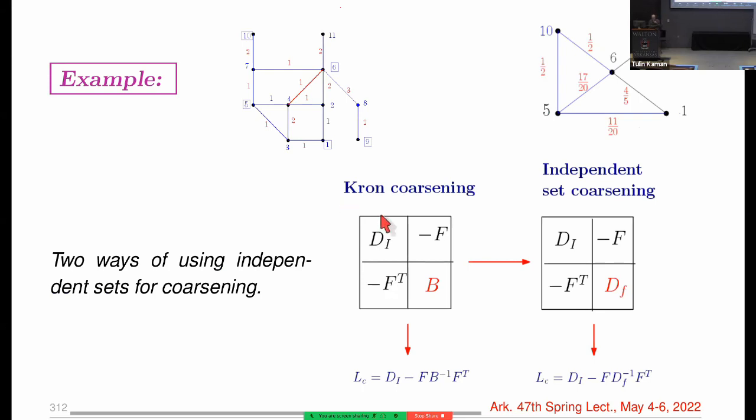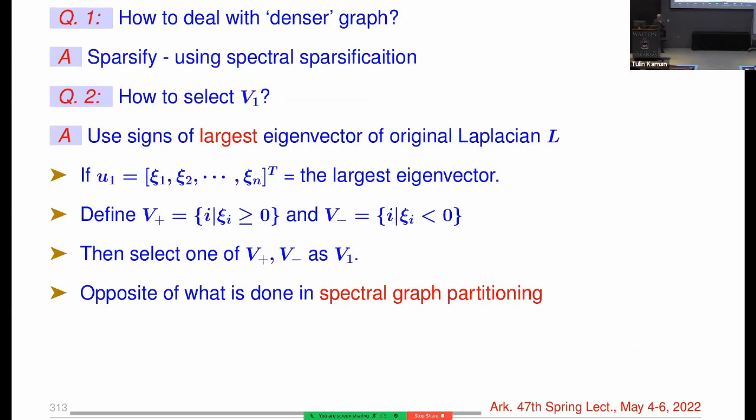So here's the independent set coarsening. These are some illustrations of the graphs. In the Kron coarsening, you use this reduced graph, the coarsened graph, and this one gives you just a simplified one like that. So these are just some questions related to this. Then they use sparsification.